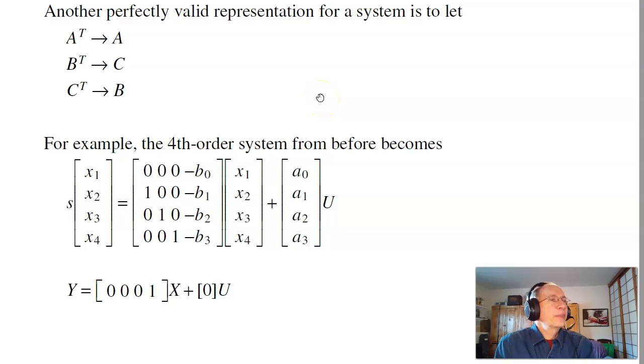As an example, take that controller form that we had before, have A go to A transpose, so instead of the b's being on the bottom, they get transposed and wind up on the right. C transpose becomes B, B transpose becomes C, D transpose is D. This is exactly the same system, exactly the same transfer function, just a new canonical form.